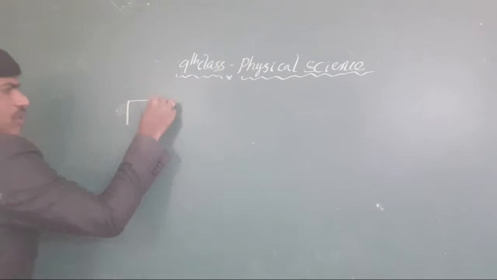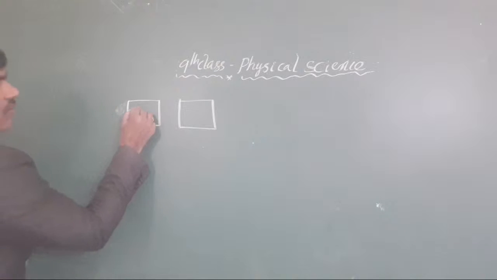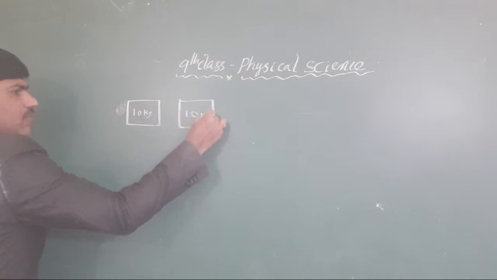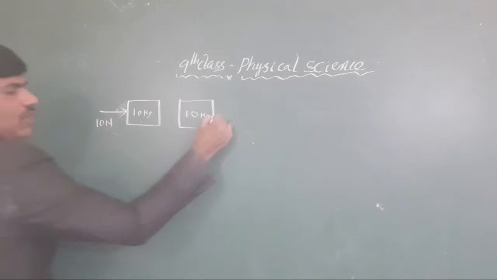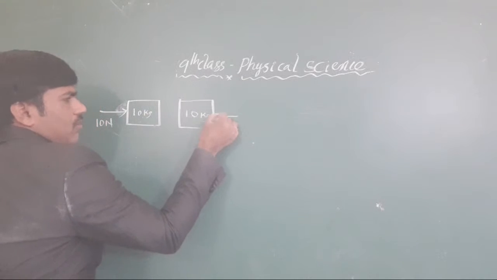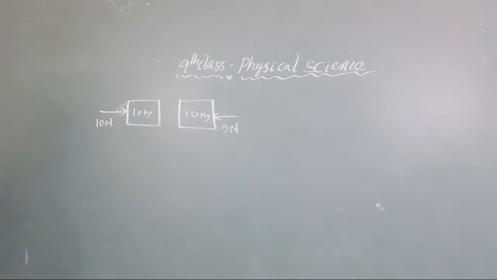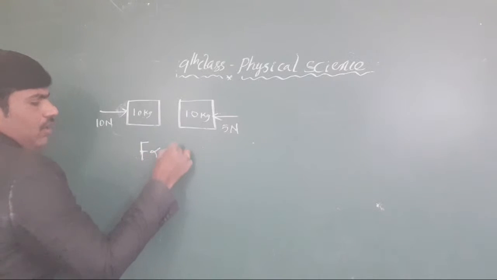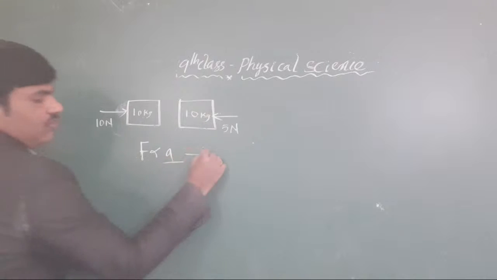From this activity, when you take the masses the same, here it contains 10 kg, and here we are providing 10 newtons. Suppose we provide only 5 newtons here. The mass remains constant. At that time, F is directly proportional to the acceleration. The larger the force given, the greater the acceleration. This is the first equation we have written.